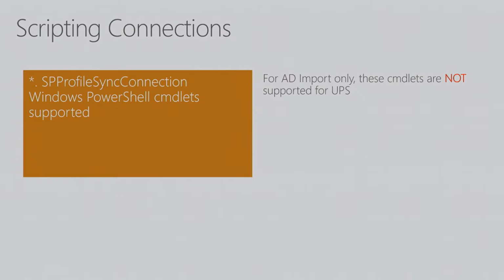We can also script connections, and this has been true now for 2 versions. So for 2013 and 2016, we can use the star.sp profile sync connection commandlets for scripting connections. And this is how you would script connections with Active Directory import to do multi-tenancy. If you're in that world, this is the mechanism by which you create a sync connection for each organizational unit. Then you can go ahead and run the previous commandlet, the site subscription profile configuration.